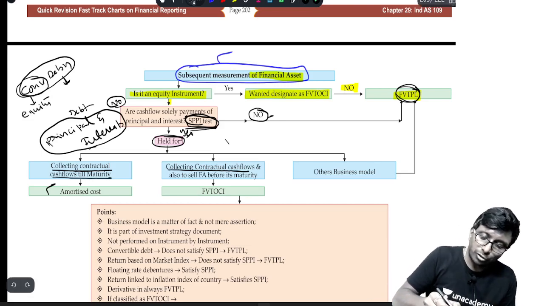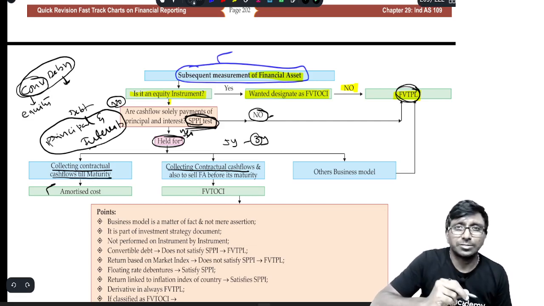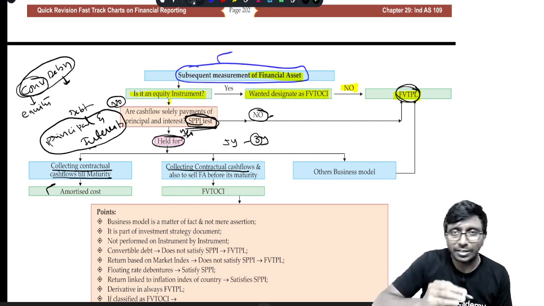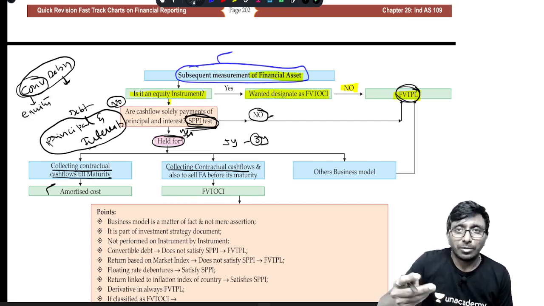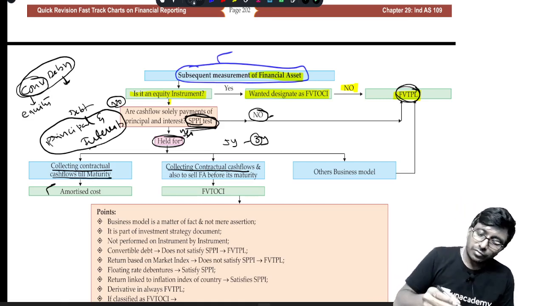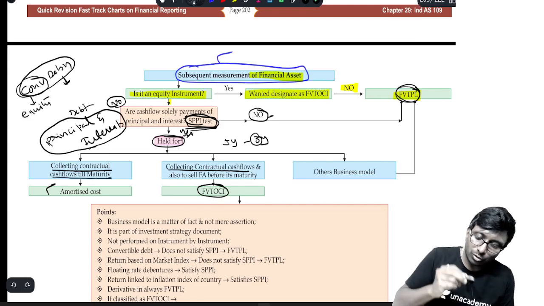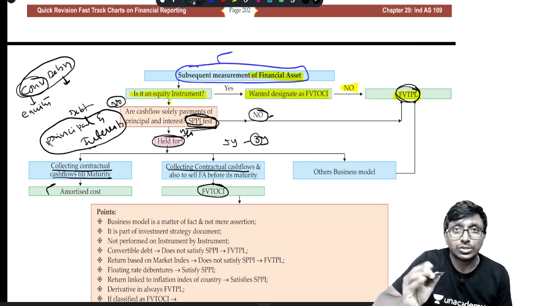Or, sir, I want to get the contractual cash flows, but suppose the instrument is for 5 years, I want to get the cash flows for 3 years, and at the end of the 3rd year, I just want to sell it off and make some capital gain. Got it? Then you classify it as FVTOCI, routed through OCI.